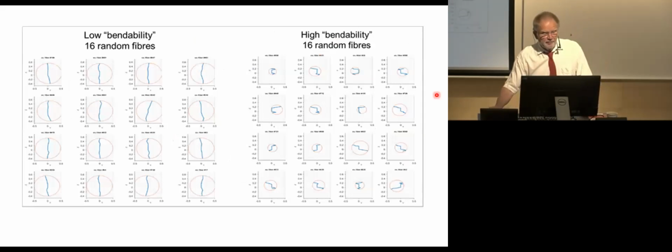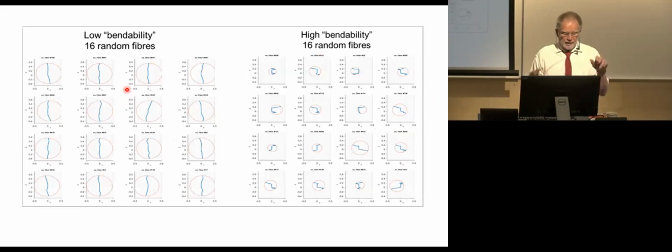And here we have 16 photos in the simulation, photos of particles. With low bendability, 16 random fibers look very much the same. But if you treat them more, you get a higher possibility to be bent, and 16 random fibers here could look very different. So again, we see the more we treat the particles, the more heterogeneous the whole material will be.